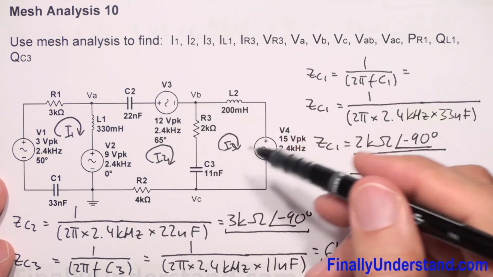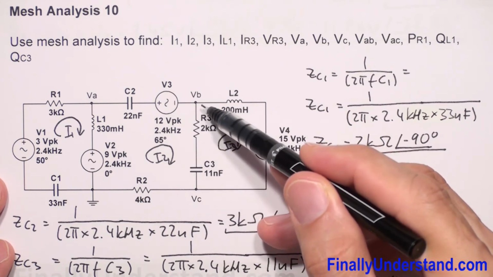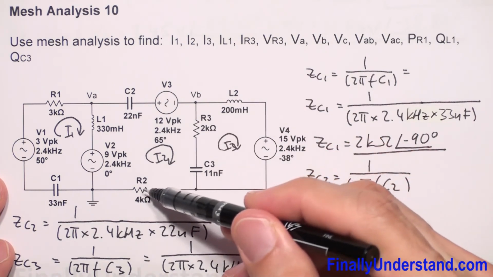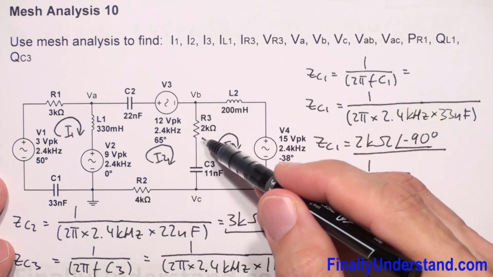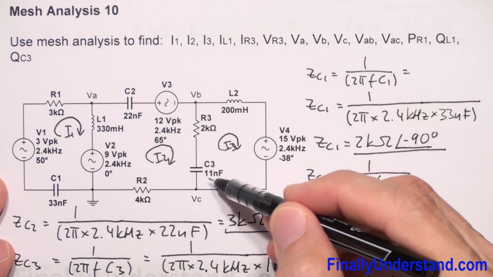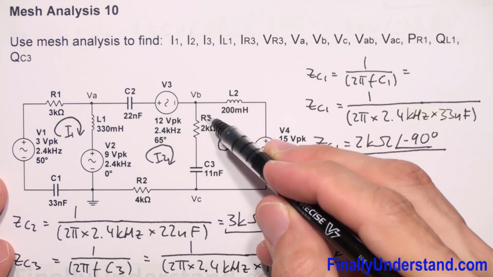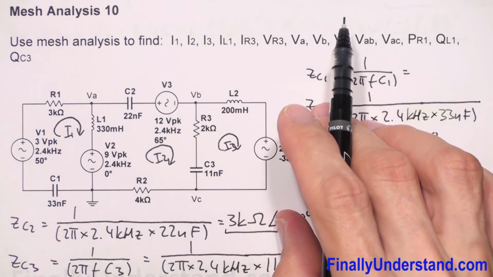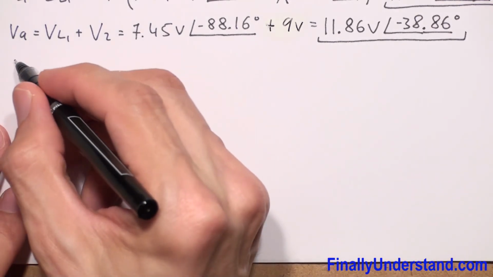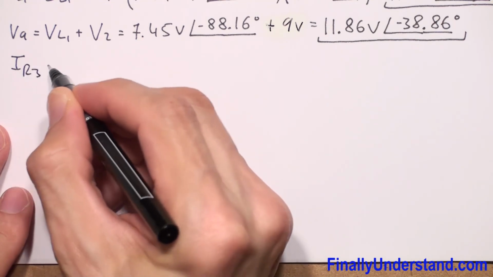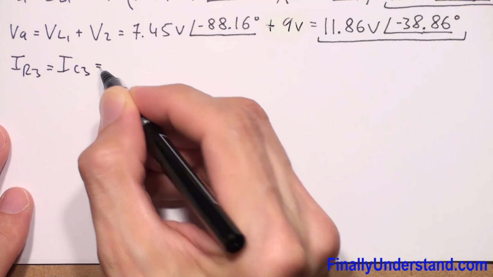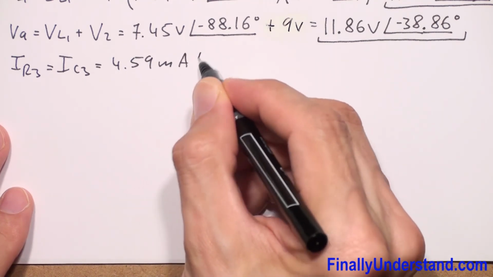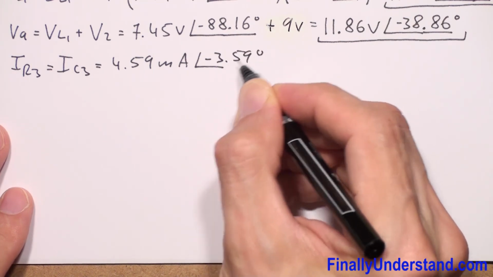Next, I'm supposed to find voltage VB. In order to find voltage VB, I have to know the voltage across resistor R3, the voltage across capacitor C3, and the voltage across resistor R2. We've already found VR3. Now we're supposed to find VC3, which is the current we found for IR3 times the impedance of capacitor C3. IR3 is equal to IC3, which is 4.59 milliamps and angle of negative 3.59 degrees.